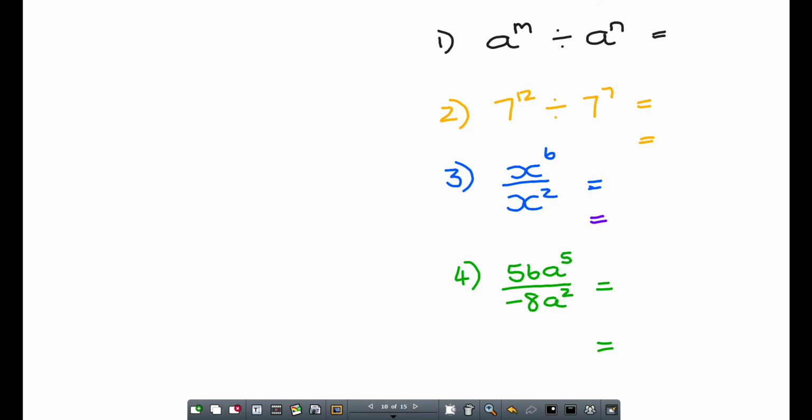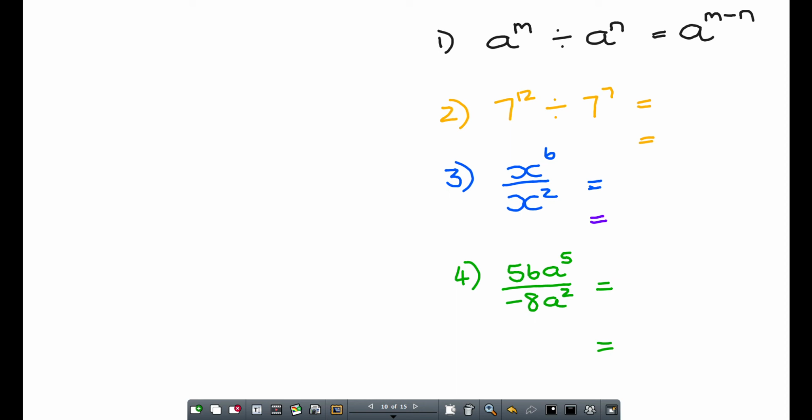Okay, so let's look at a few examples. The first one, now keep those rules in mind. The first one says a to the power of m divided by a to the power of n. Now, first things first, base is the same. We are dividing, so what do we do? Minus exponents. My base will stay a, stays the same. Now, I must minus exponents, so m minus n. And that is the answer. Because we didn't have any numbers here, that's as far as we can go.